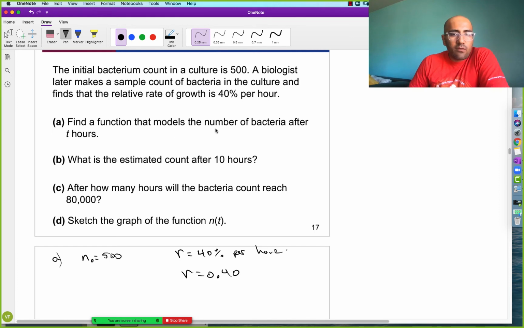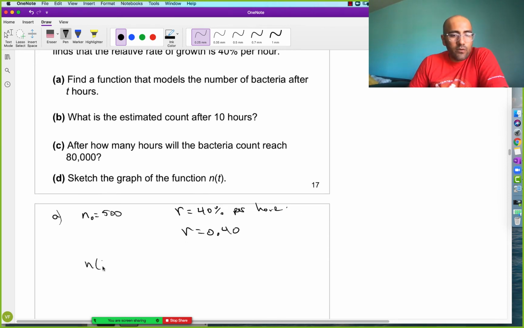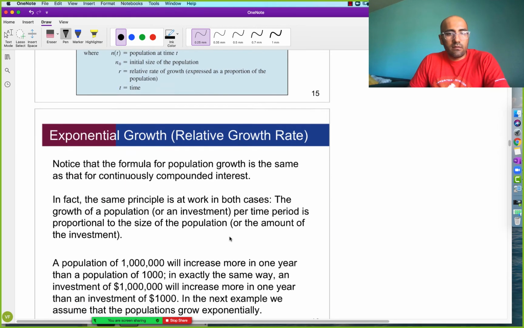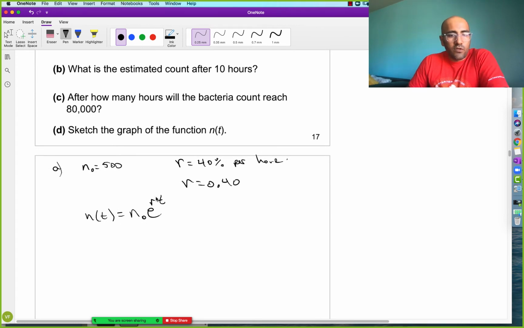Part A says find the function that models the number of bacteria after t hours. It's given in hours, it matches, so we don't have to do anything weird there. And remember the formula is N naught e to the rt. As long as these two things match, then everything should be easy. This is just going to be equal to the initial amount times e to the power of 0.40t. That looks weird with that extra little thing there, so I'm going to put parentheses around it. Any questions?